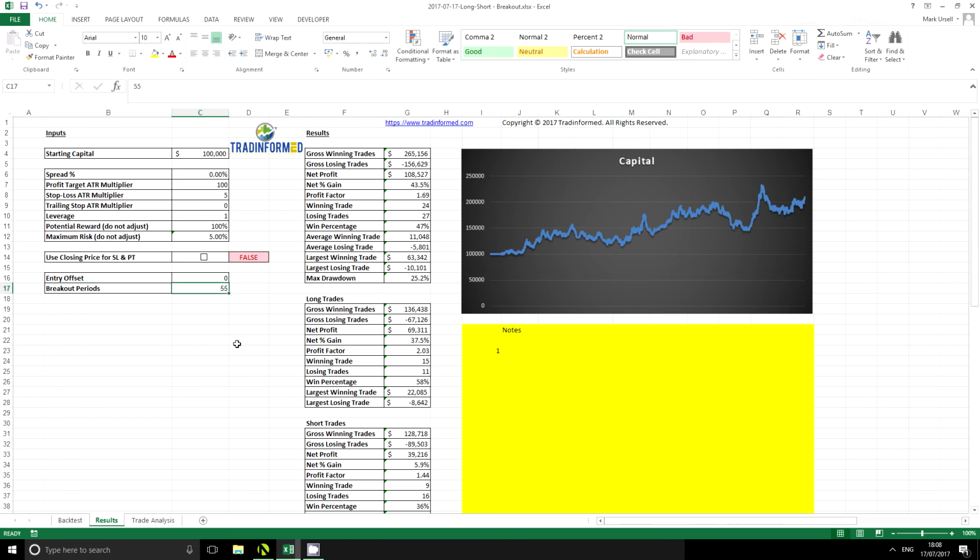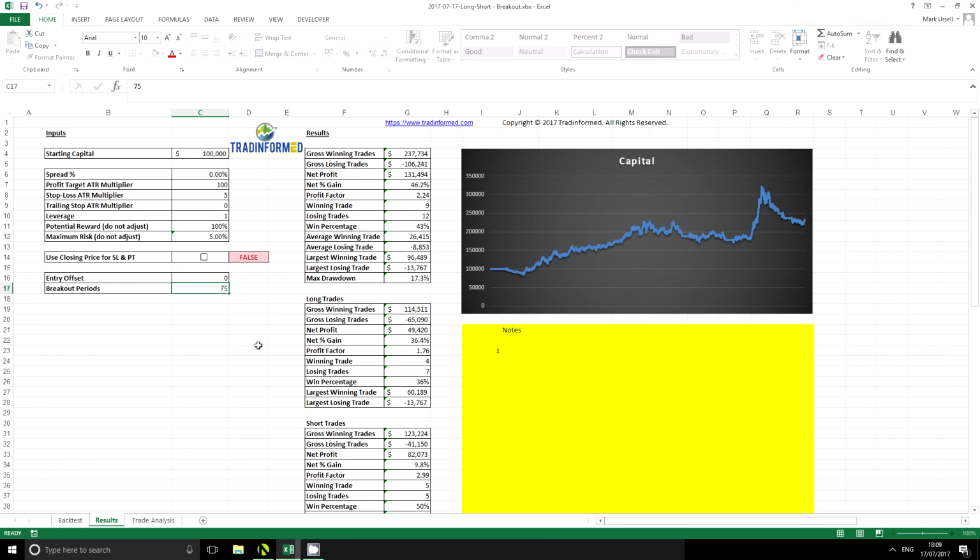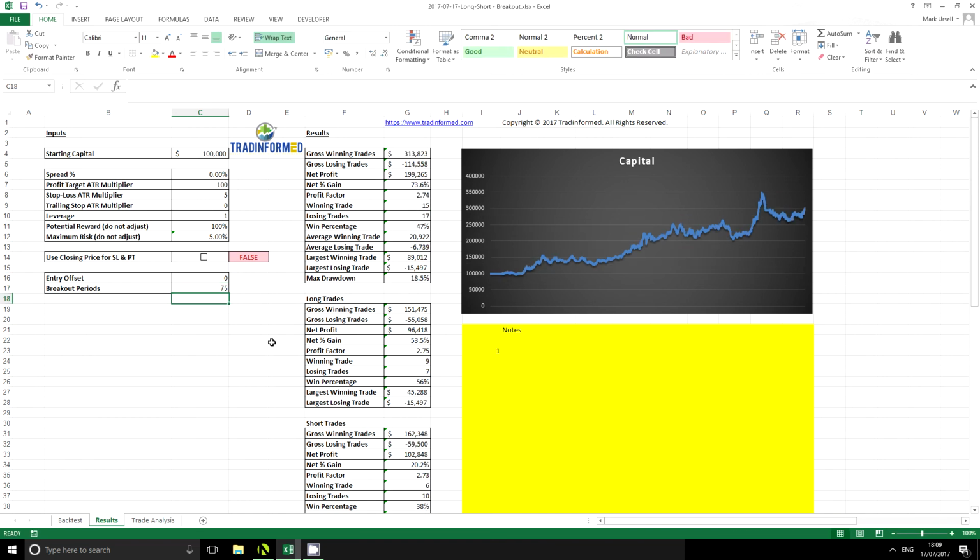We can change the number of breakout periods. Now, 55 is a very common number, influenced, of course, by the turtles. So maybe we want a shorter breakout period. We can try 20. Oh, maybe we want a longer one. Maybe we want to try 75, 100, or 150. And we can see we're going to get different values, different results, and a different capital graph. So I've set it back here to 75.